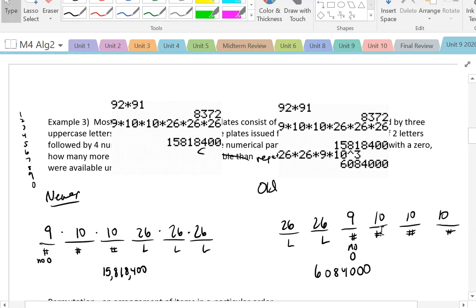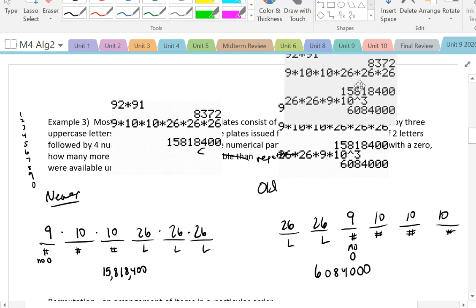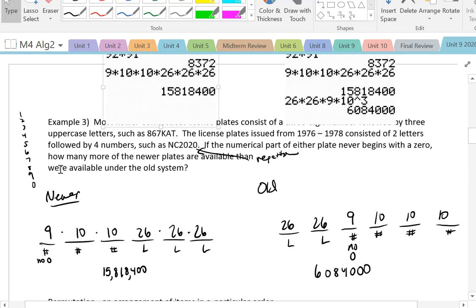So my question, however, let me move these out of the way so we can actually read the question. How many more are available under the new system comparatively? So I'm going to subtract them.